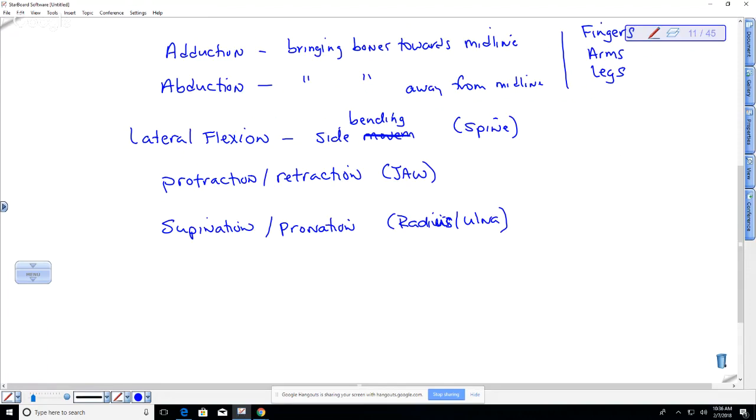So this is supination, palm up or palm out. Just remember, you're carrying a bowl of soup. Okay. When I pronate my hands, I turn them palms down. So that would be pronation. We also have elevation and depression.